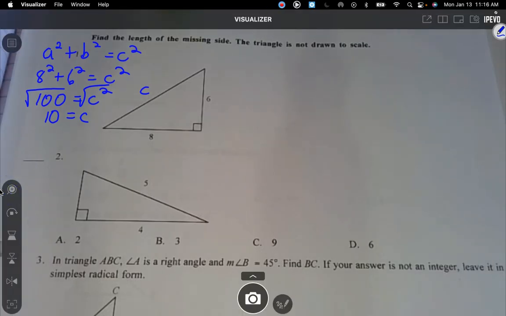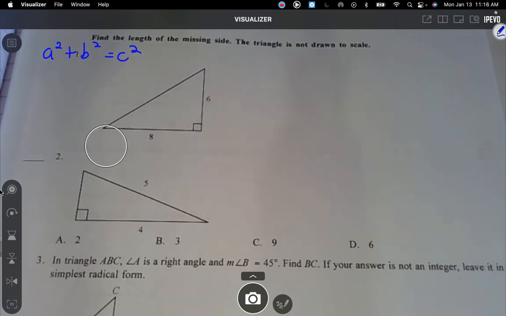Okay? Does that make sense, everybody? What I did was I square rooted it. And I got 10. Are we good with that one? Check. All right. The next one, same formula.